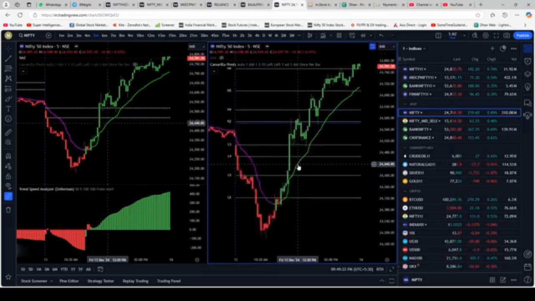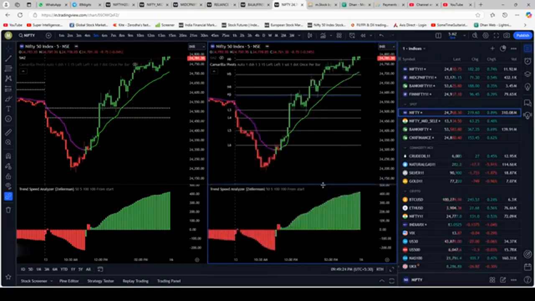This Camarilla pivot is very, very accurate. It is the best Camarilla pivot that I have come across so far. That's why I'm using it. I used to use Camarilla pivots earlier, then I had switched to Fibonacci pivots, which I find very accurate. I still use Fibonacci pivots, but this Camarilla pivot is extremely good. If I had to design a Camarilla pivot, it will most probably look like this. So this really works for me.